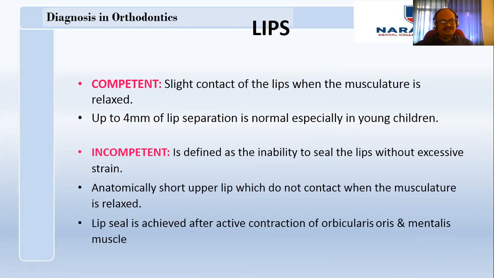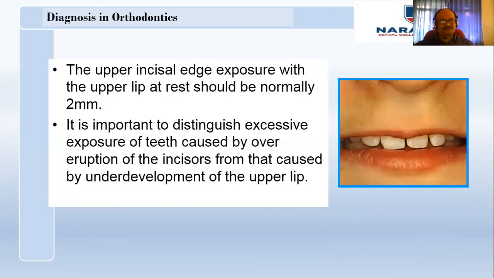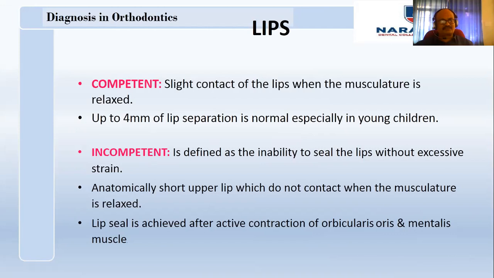what do you call it? Potentially incompetent lips. Potentially incompetent means anatomically they are competent, but due to a potential problem, like incisors causing this problem, they have become incompetent. So in this case, the patient tries to close the lips, and every time he uses force. So whenever he starts using the force, the mentalis becomes very active.